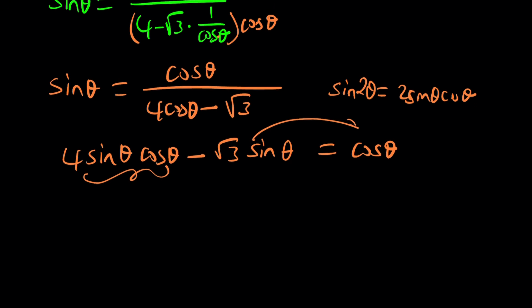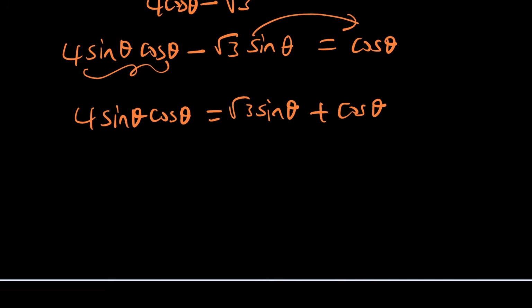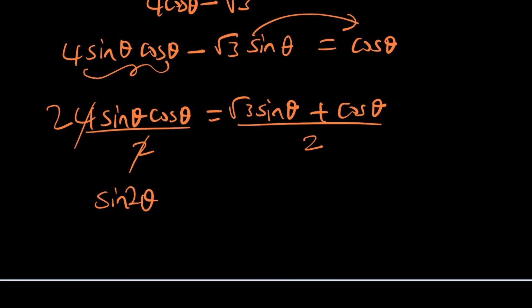And then we're going to add this to both sides. So let me add square root of 3 sine theta to both sides, and we're going to get this. And guess what? 2 sine theta cosine theta is what I need. So let's multiply both sides by 1/2, or just divide by 2. That's going to give us really cool stuff because it's going to be 2 sine theta cosine theta, which I can turn into sine of 2 theta. And on the right-hand side, we actually have something.